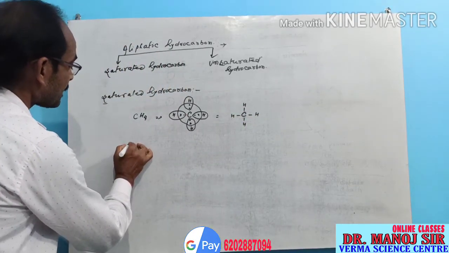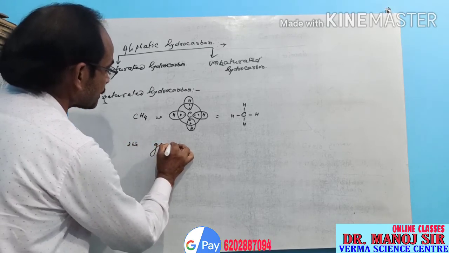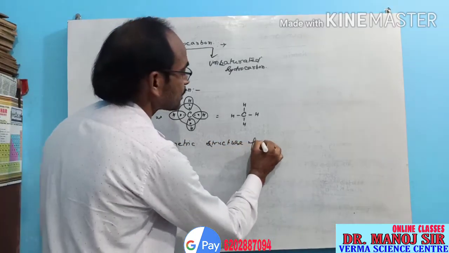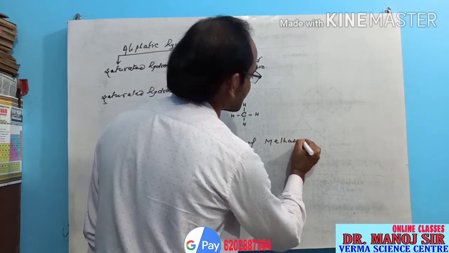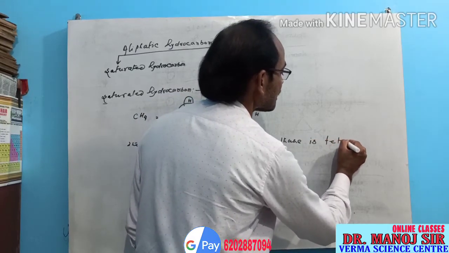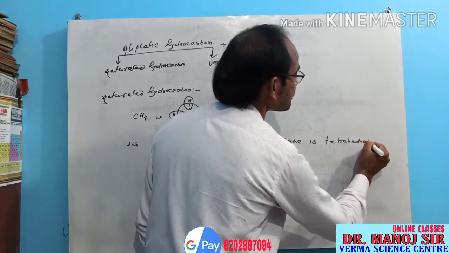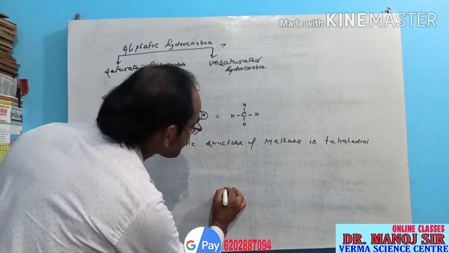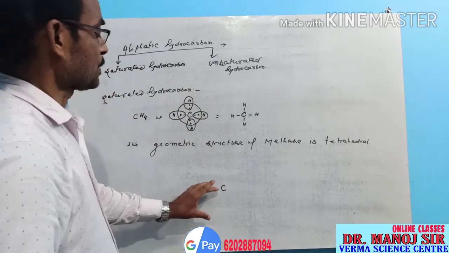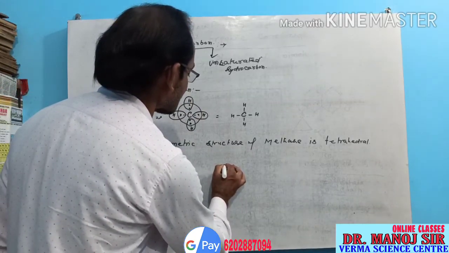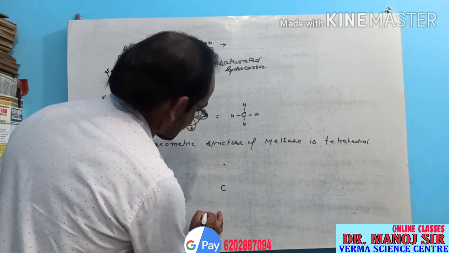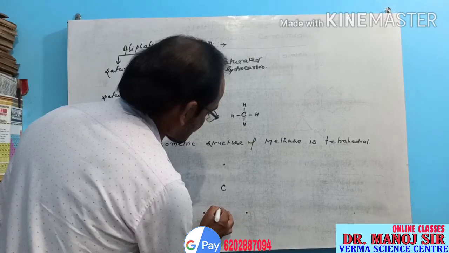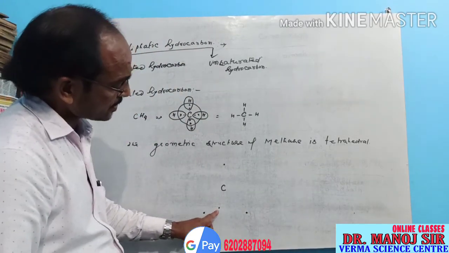The geometrical structure of methane is tetrahedral. You have carbon, which has 4 outermost electrons, that is 1, 2, 3, 4. These electrons are on the backside of the carbon atom.